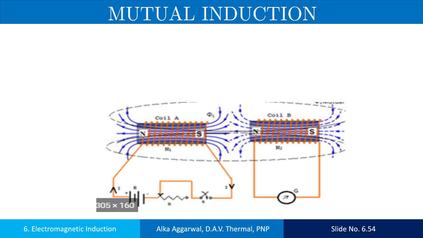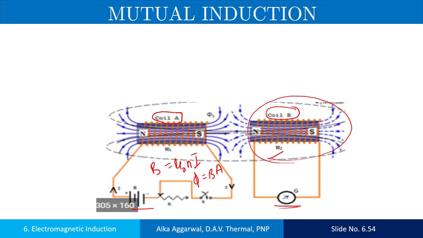As you see, there are two coils, coil A and coil B. Coil A is connected with a battery and coil B is connected with a galvanometer. At the time of make or break of the circuit, current in coil A changes. As magnetic field is equal to mu naught N i, due to this, the flux linked with the coil changes. As the second coil is placed close to the first coil, the flux linked with the second coil also changes and EMF is produced. This phenomenon is called mutual induction.